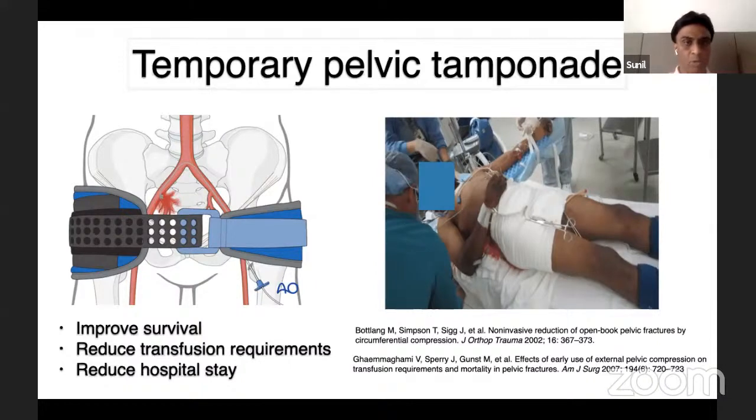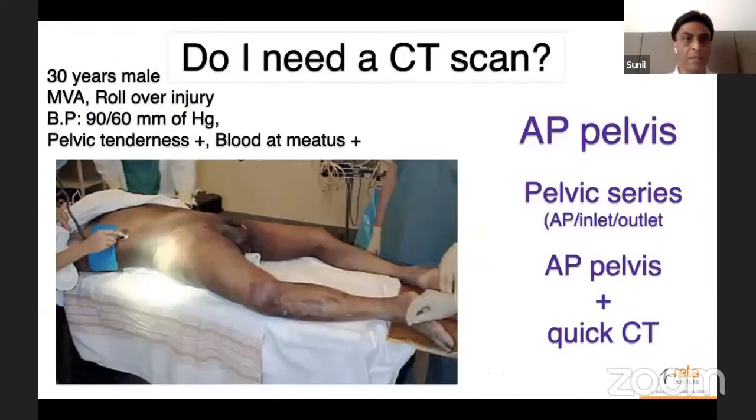And it has been shown that a pelvic binder has the ability to improve survival, reduce transfusion requirements, and also reduce hospital stay. And this is irrespective of any fracture pattern, especially in APC and vertical shear injuries. So regardless of any fracture pattern, any classification that you follow, if you have a patient with hemodynamic instability with a pelvic fracture, an external compression device definitely helps more or less.